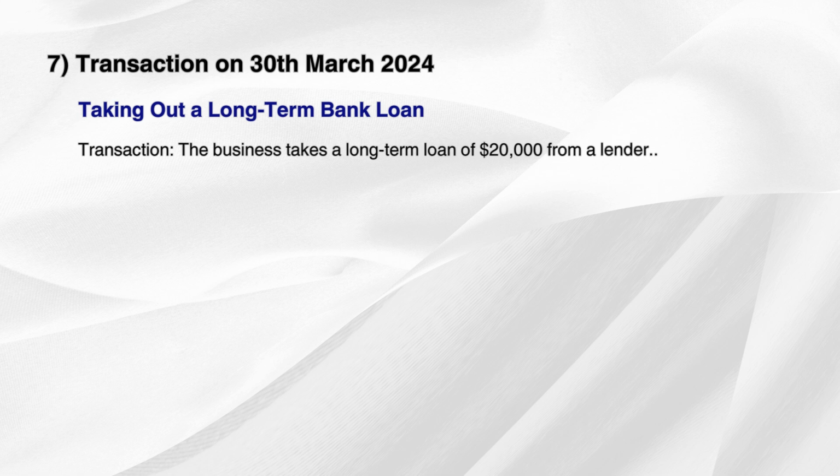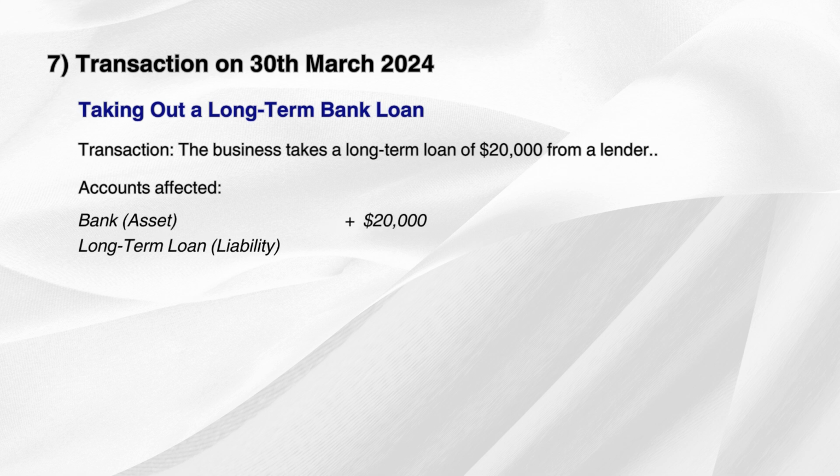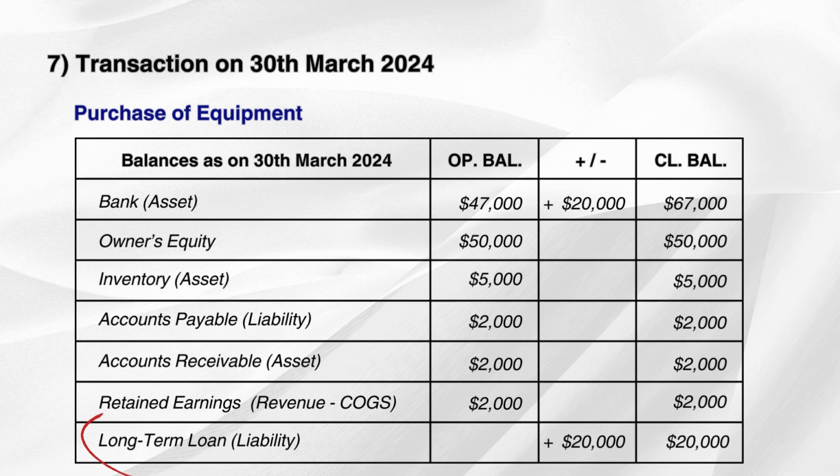Now, on 30th March 2024, the company John Enterprises takes a long-term loan of $20,000 from a lender for business expansion. As the money is received in bank, the bank balance will increase by $20,000. Simultaneously, long-term loan balance will increase by $20,000. After considering these changes, the account balances will change on 30th March 2024, which is given in this chart. You can see that long-term loan got added by $20,000 and the bank balance also gets increased by $20,000.